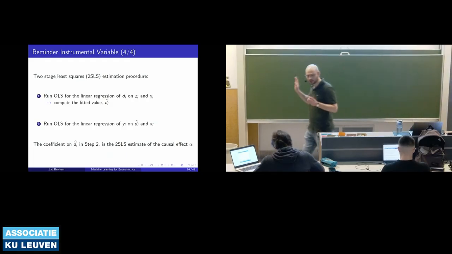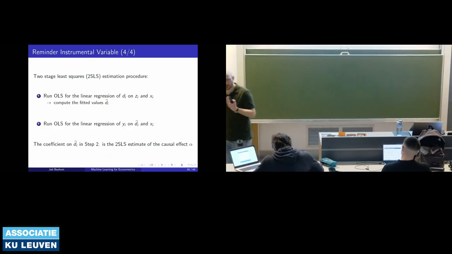Is this clear for everyone? And can you somehow link it to what's happening with college proximity and these two groups? If you have any question, don't hesitate. Okay.